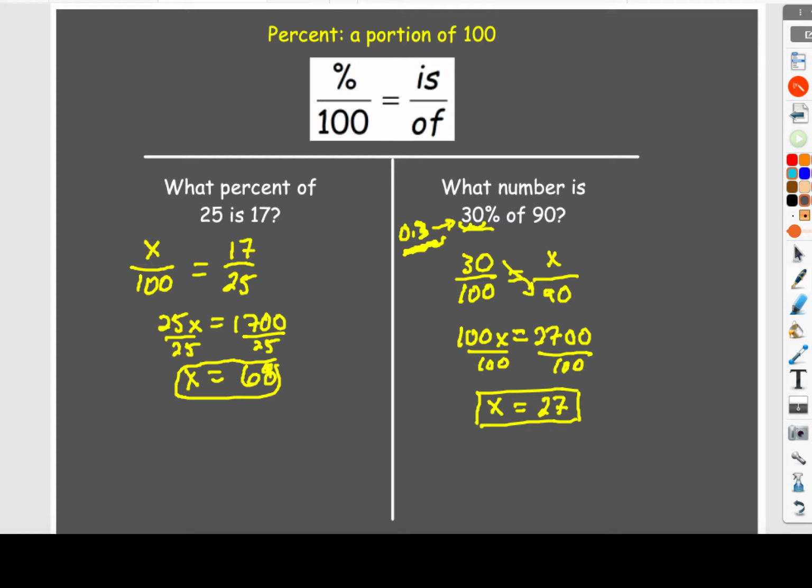Same thing you could do over here, 17 divided by 25, and see if you don't get exactly 68%. We should probably label that one, right? We were looking for the percentage.